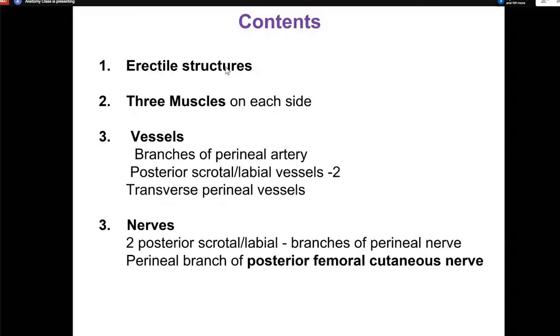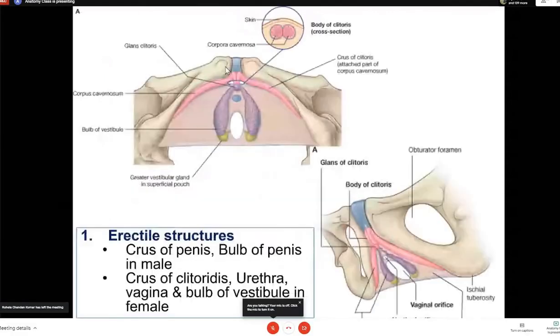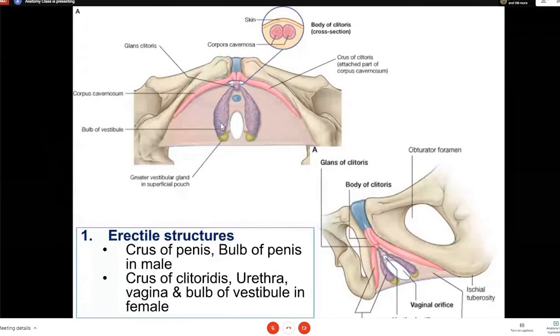So this one are the erectile structures which are present in the female. Now what is this one? Vestibule. These are the bulb of the vestibule. So these are the bulb of the vestibule. This one is known as clitoris.